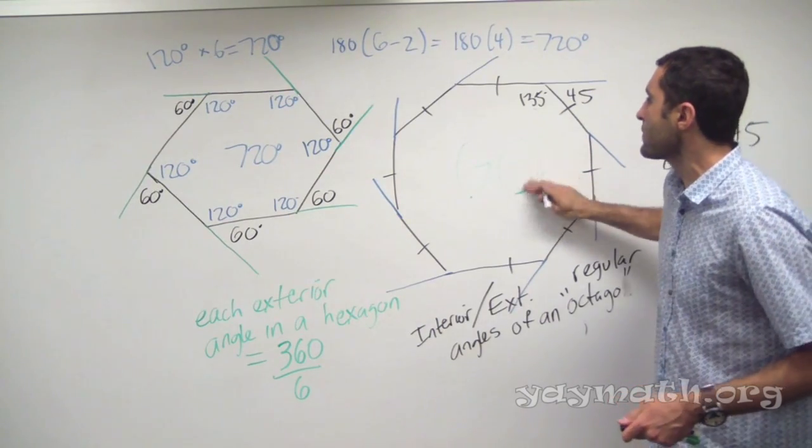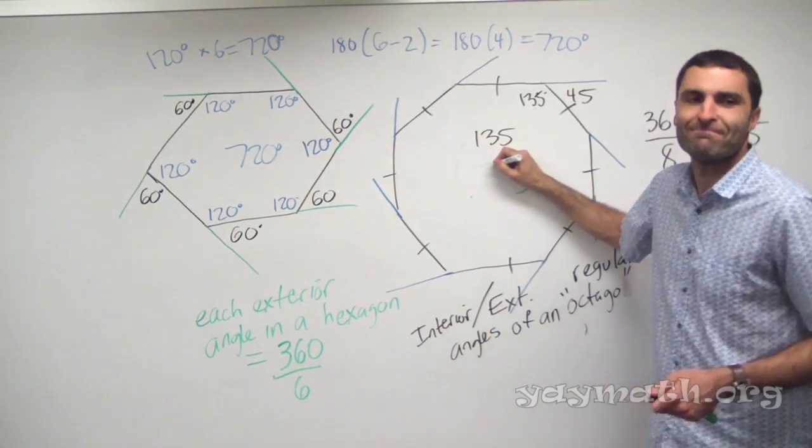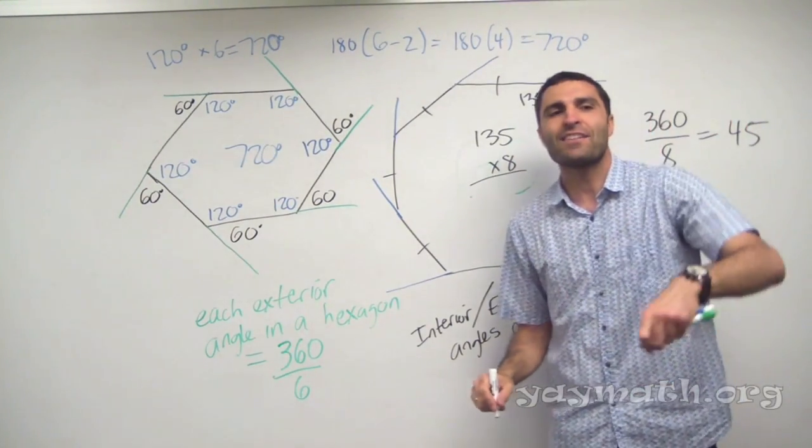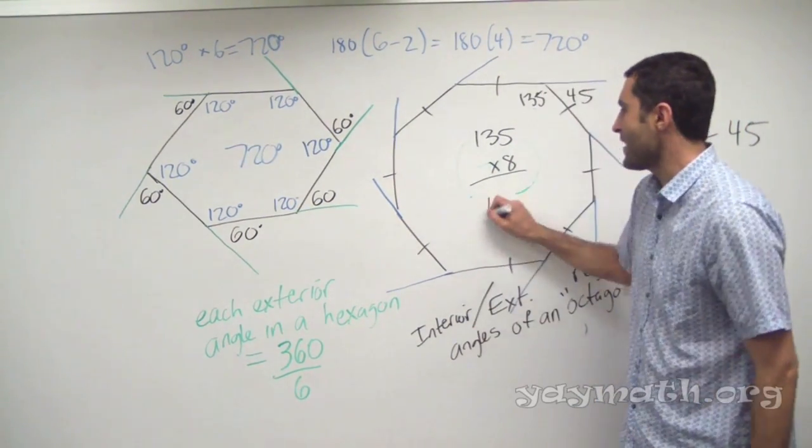What would it be? What times what? 135 times 8 equals 1080, which is cool. 1080.